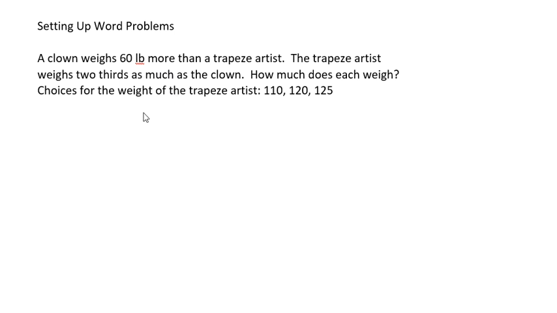Now, the first step is to just identify what it is we're trying to figure out. And the question asks us, it says right here, how much does each one weigh? So that was pretty nice of them. So since we're in algebra, we're going to choose variables to represent what these two characters weigh. So we'll use C for the clown weight.